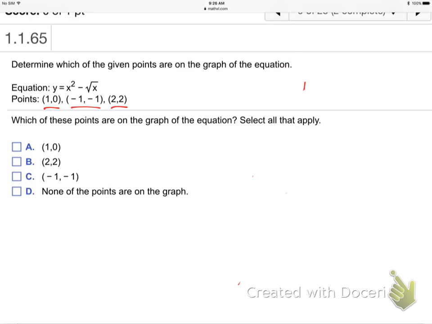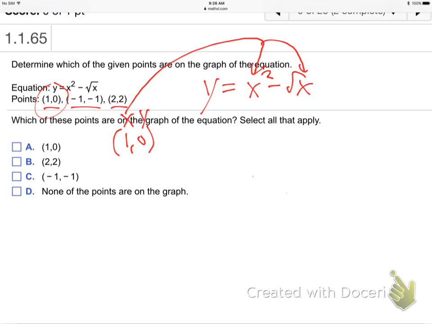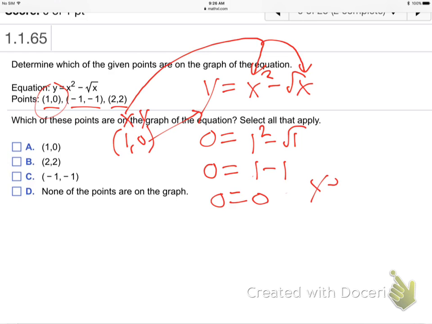So our job, without even seeing the picture, is to say: if you have the equation y equals x squared minus root x, does 1, 0 make it true? We'll test them one at a time. So that would be the x and the y. Put the 1 in for x both places and put the 0 in for y. Let's see if it's true. 0 equals 1 squared minus the square root of 1. The square root of 1 is just 1, so 0 equals 0. Yes, true. So that means 1, 0 really would be a point on that graph.